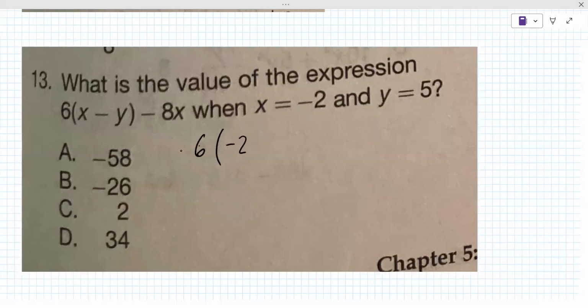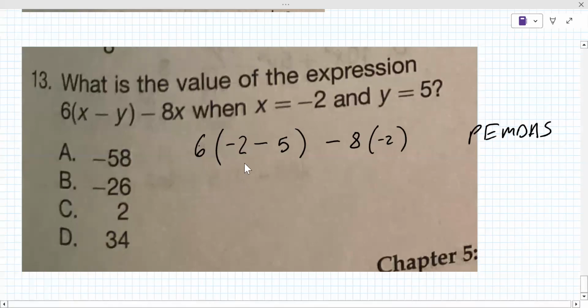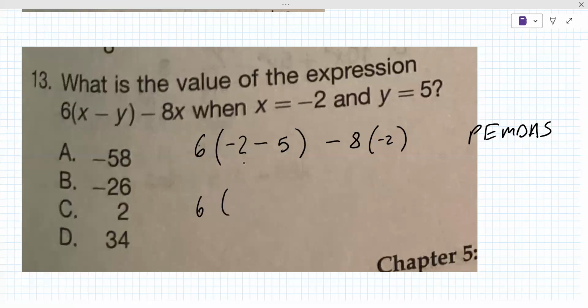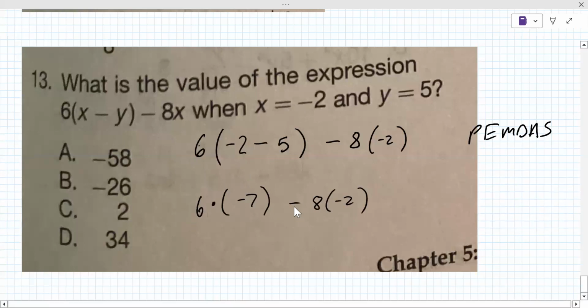x is minus 2, minus y, minus 8 times negative 2. Order of operations. What do you do first? Do you... -2 minus 5. Good. What does that become? -7. Yes. Okay, and here's what I see now. I see multiplication between these two. This is subtraction, and this is more multiplication. What comes next?